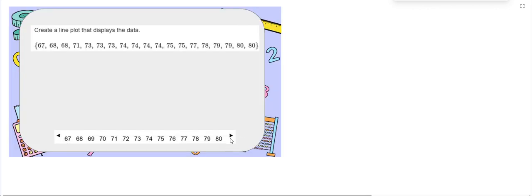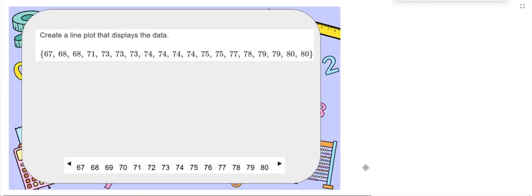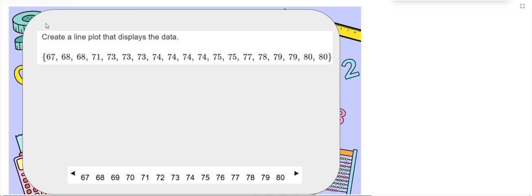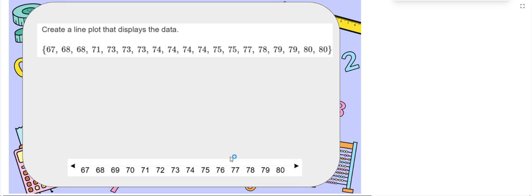All right, this one says create a line plot that displays this data. So we look at our data. The first thing we should always do is check that it is least to greatest, which, taking a look here, it appears to be. Now on your test, the number line will already be given to you like it is down below. So all you have to do is put the dots on.